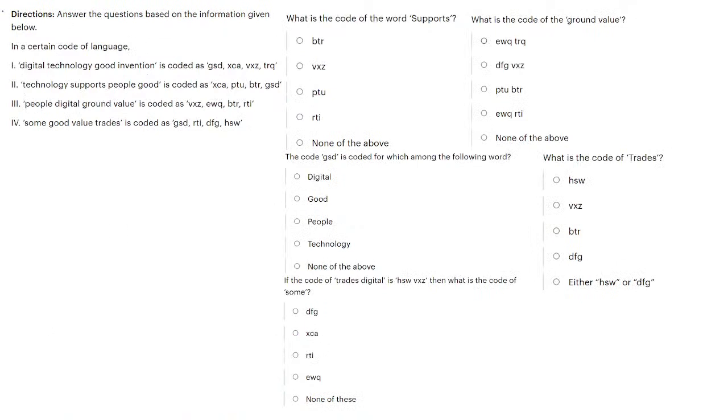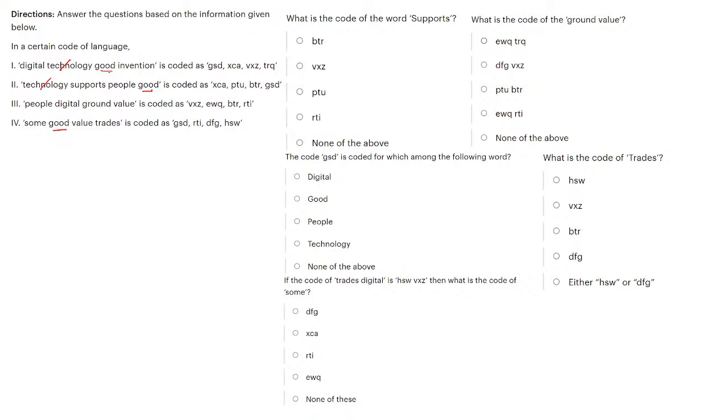Moving to next. Here is a Chinese coding decoding. See, digital technology good invention. Try to find out the common word from this, and based on this we will try to find out the respective code here. Digital technology good invention, that means what to find out. This is technology here, and good, right? If we want to find out the code of technology and good, again some confusion, because technology and good both are available in both of the sentences. Now moving to next one, yes, here is good available.